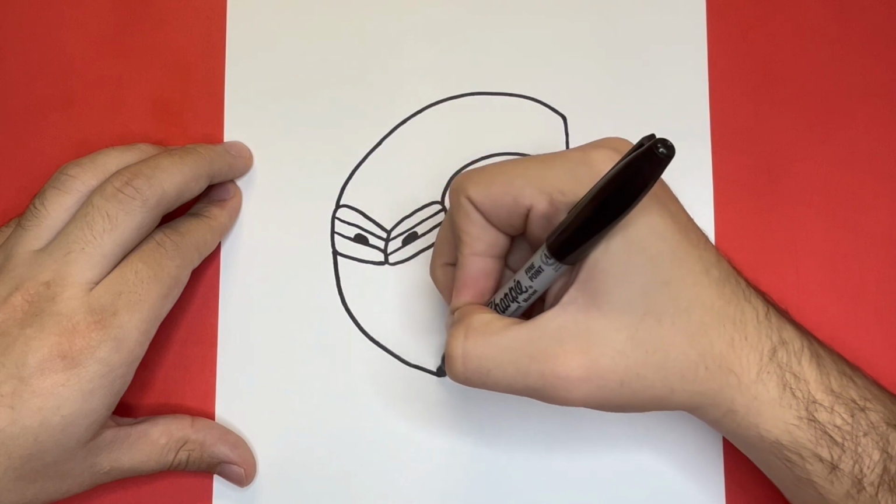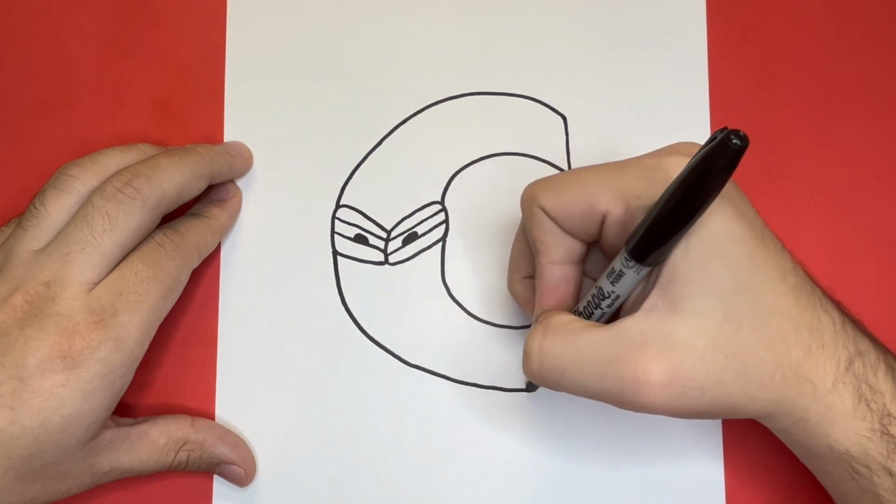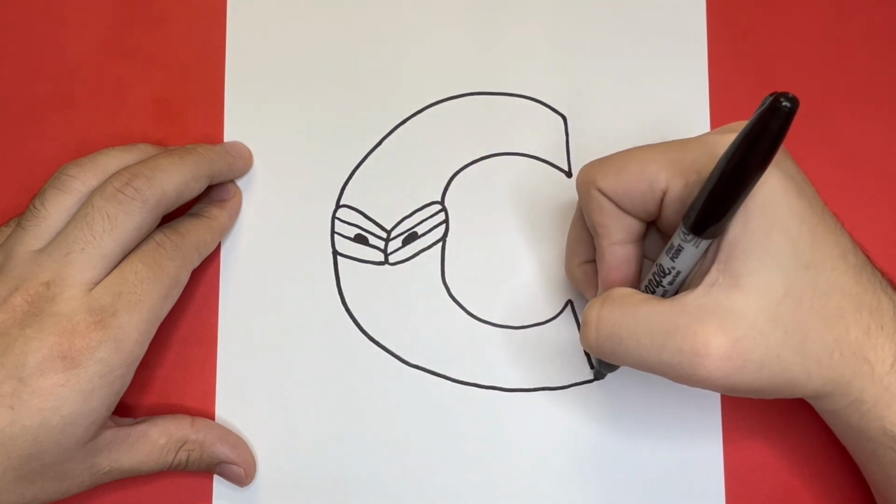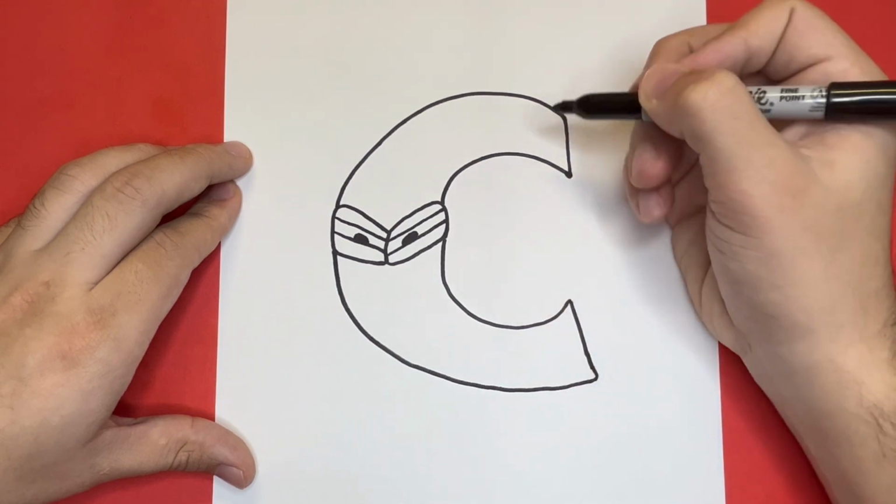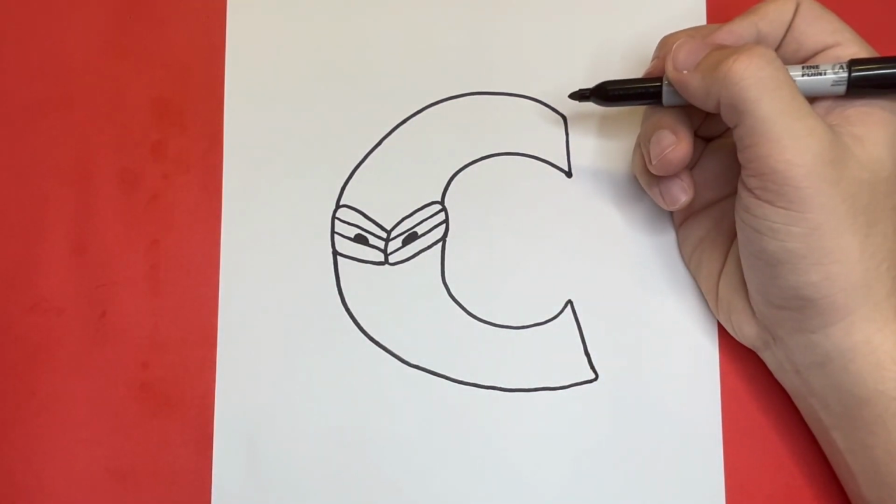At the end of today's video, I'll show you a picture of my drawing all colored in, just in case you want to pause the video and match your colors, and don't forget that we've drawn other alphabet lore characters as well. This is how to draw the letter C from alphabet lore.